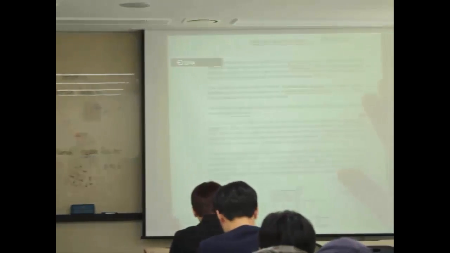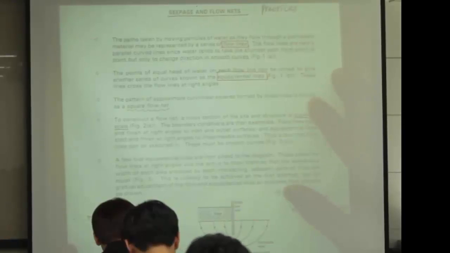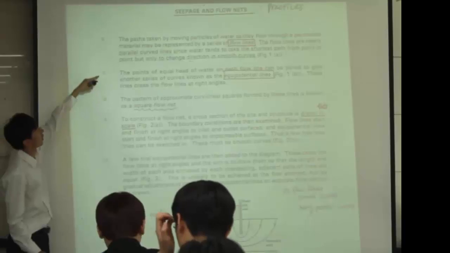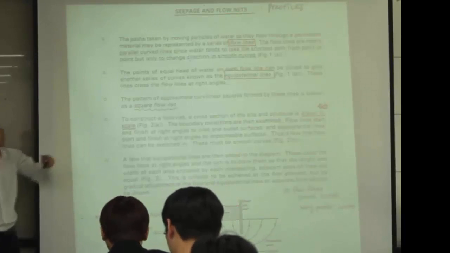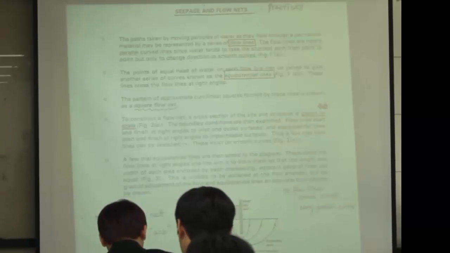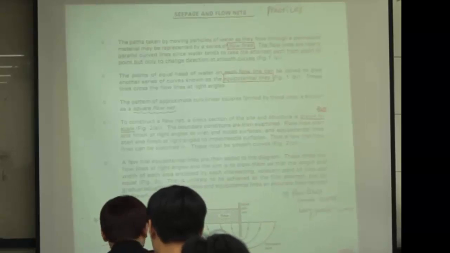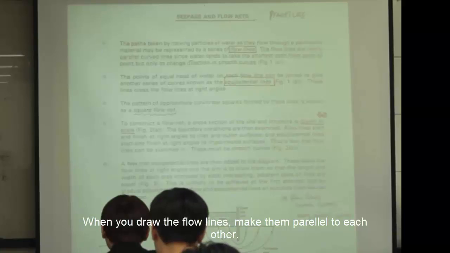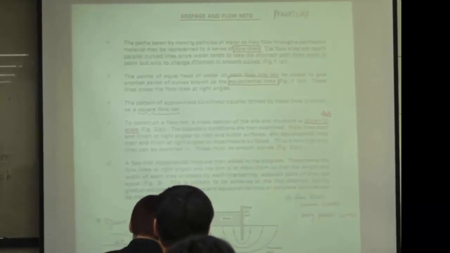The path taken by moving particles of water as they flow through a permeable material may be represented by a series of flow lines. Flow lines are nearly parallel curved lines since water tends to take the shortest path from point to point, so it doesn't need to change direction in the fluid. So when you draw the flow line, as I drew here, it's going to be parallel to each other, and it will be very smooth, so it doesn't have any sharp edges.